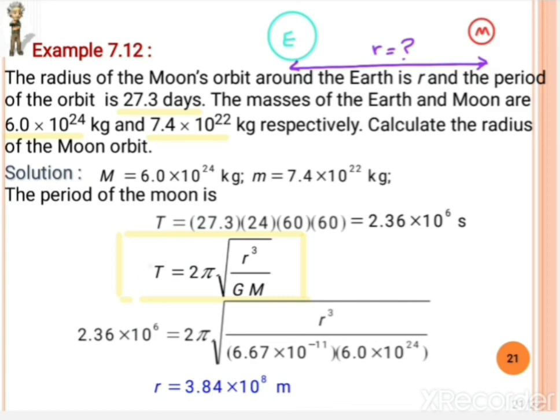So now T was given as 27.3 days. You need to change it to seconds first. So T equal to 2.36 times 10 to the power of 6 seconds. Alright. So G is the gravitational constant. Mass here we refer to the mass of Earth, and not the mass of Moon, the mass of Earth. Alright. So when we substitute the values, you get the answer r equal to 3.84 times 10 to the power of 8 meters.